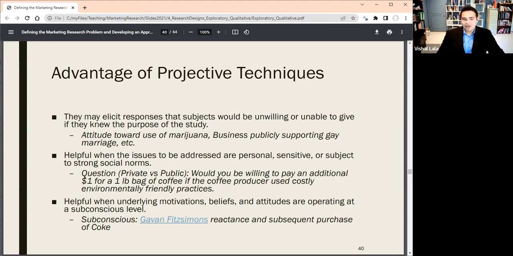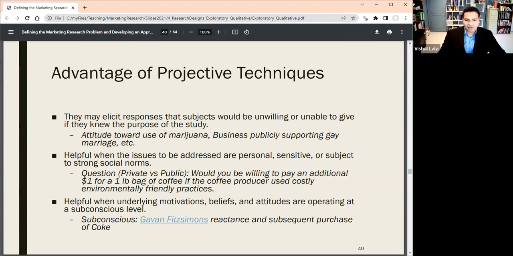It's also really good at getting at issues that might operate at a subconscious level, where people are not even aware of things that might be affecting them. So Gavan Fitzsimons has a bunch of research on psychological reactance, which is a subconscious reaction, a response that people have when they feel like their freedom is being threatened.